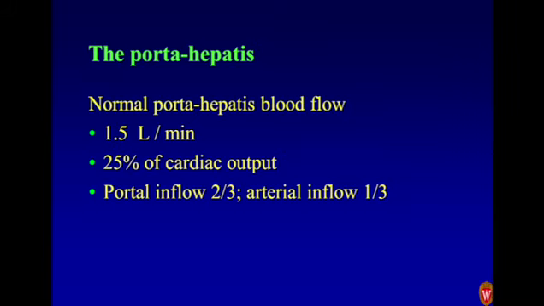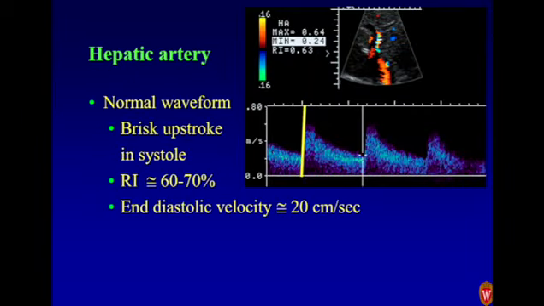It gets about 1.5 liters of blood per minute, about 1/4 of cardiac output. Only one other organ system gets more, and that's the kidneys. They get about 30%. 2/3 of this blood comes in the portal vein and 1/3 in the hepatic artery, but the hepatic artery brings all that oxygen.